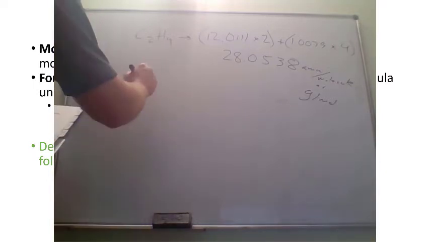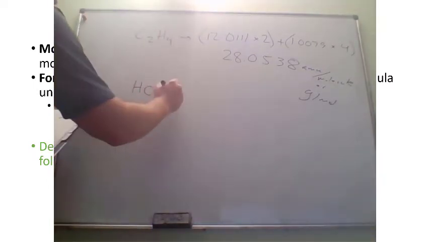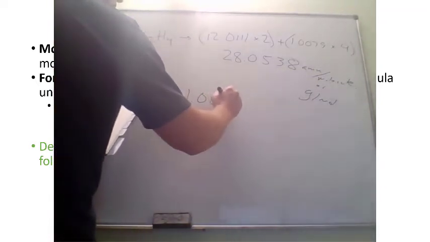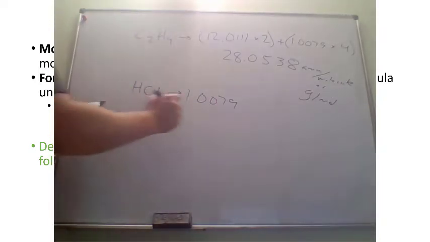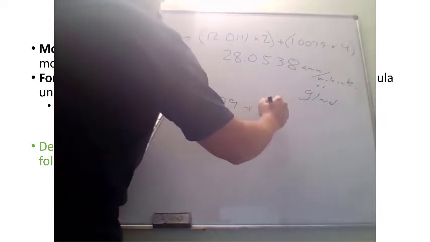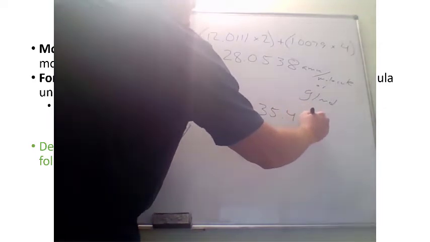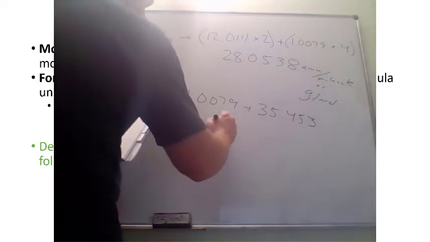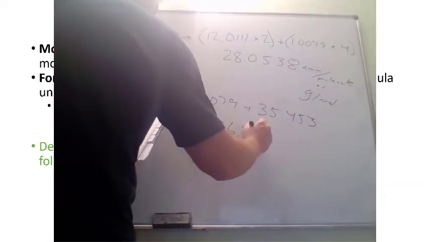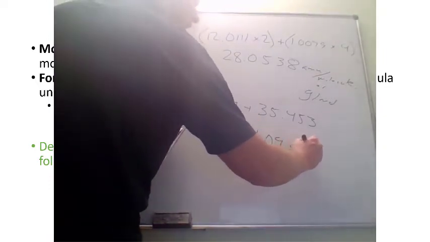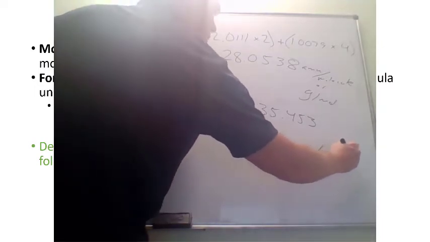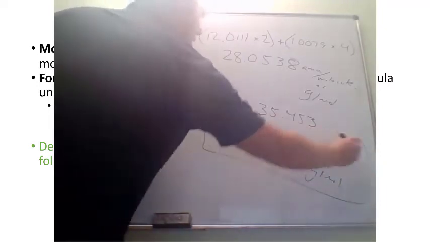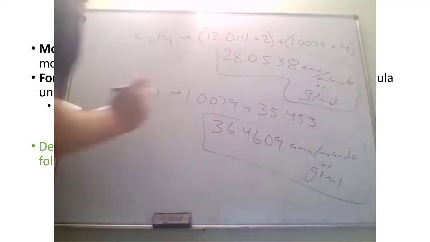Okay, next, if we're dealing with HCl, we have one hydrogen and one chlorine. So we simply add together 1.0079 for hydrogen plus 35.453 for our chlorine. And so these values come together to equal 36.4609. And again, that'll be AMU per molecule or grams per mole, depending on which unit you're interested in.